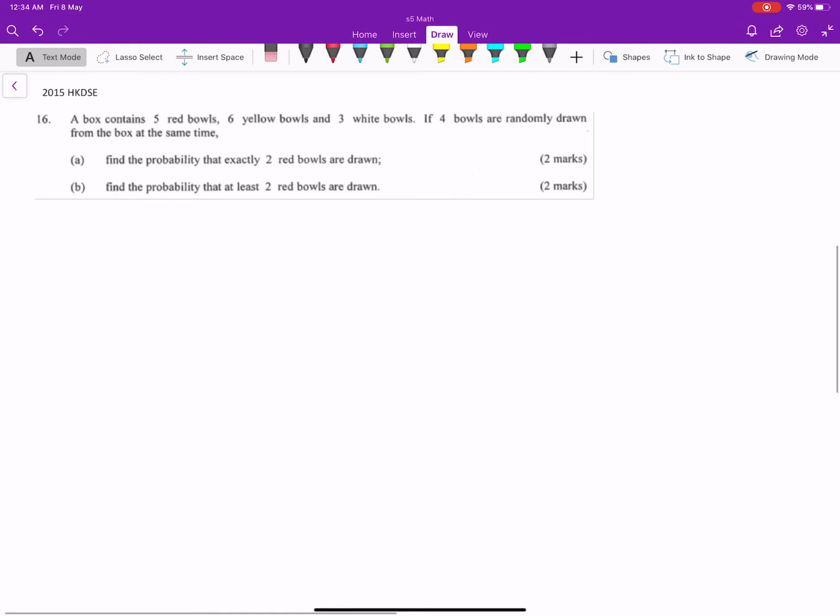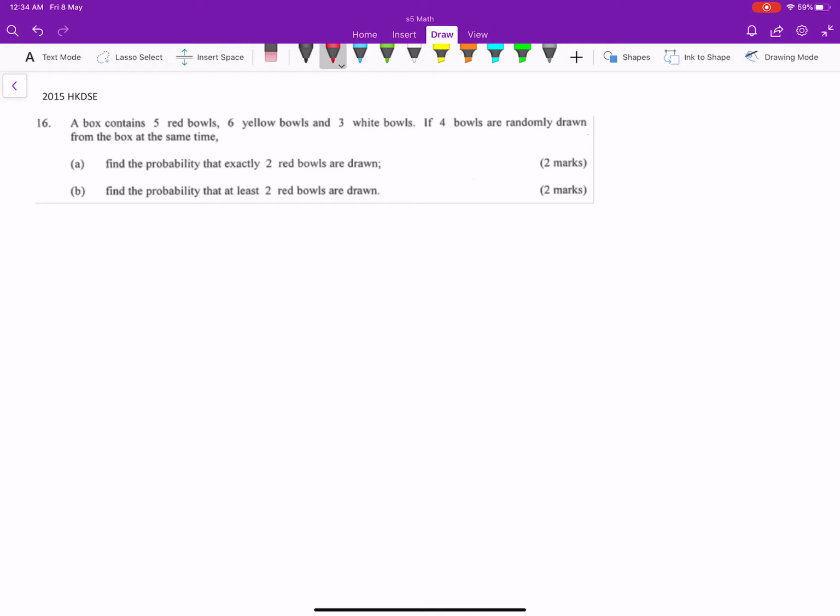Now go to 2015. A box contains 5 red balls, 6 yellow balls, and 3 white balls. Actually, you may observe that the question types are quite similar. And now we select 4. So part A, find the probability that exactly 2 red balls are drawn. So P, exactly 2 red.